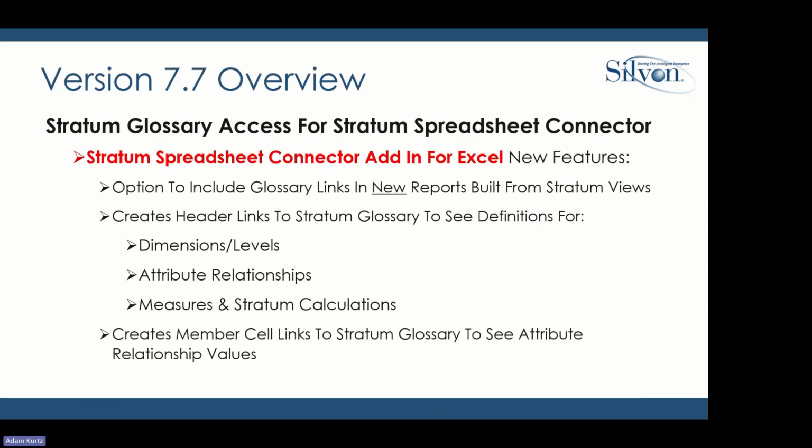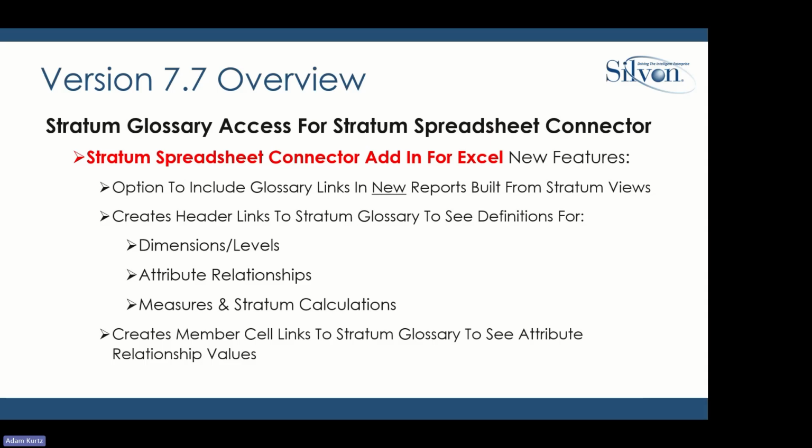Okay, so for the spreadsheet connector, it's kind of similar in terms of getting that available within your spreadsheet downloads. So now that's been included so that the glossary data now becomes available within your Excel add-in in this example. It also creates header links to the glossary so that you can see what the header definitions mean, whether it's a dimension or a measure or an attribute. You can just now click on those, and it'll pop up and bring up the glossary for those different components. It's really nice. And again, I'll show you that in a second.